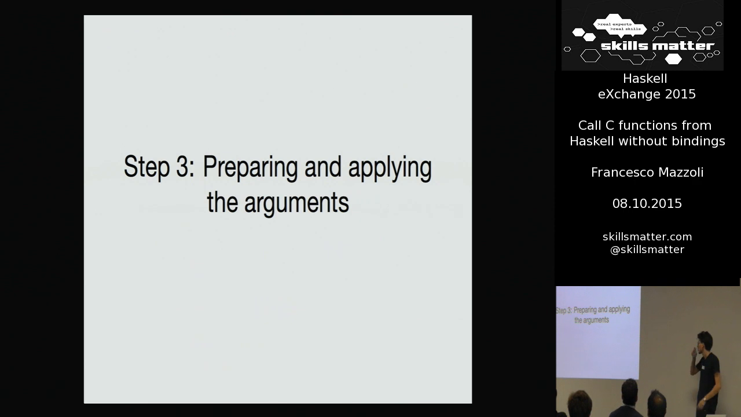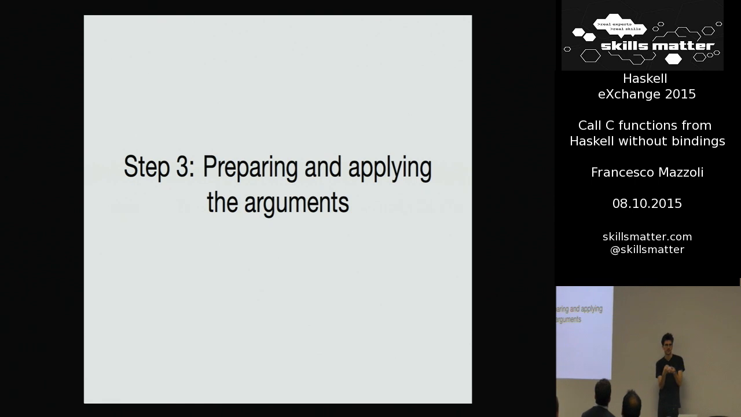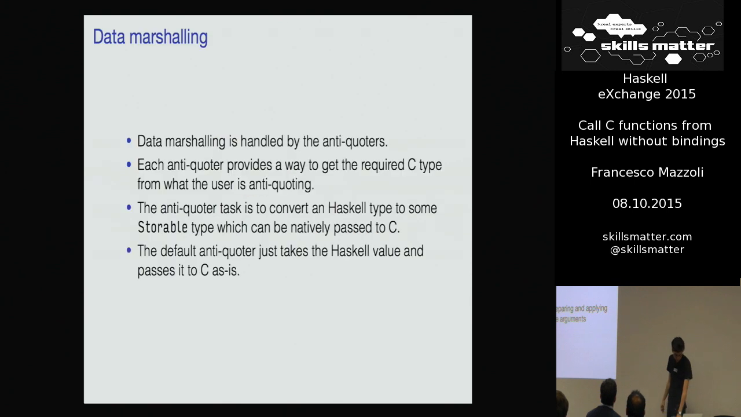Finally, we have converted the snippet to a function. We have converted the types of this function to Haskell, and so we are able to add an FFI binding to this function that we have just generated. We need to use this function now and apply it to the right arguments, basically. This is the third step. For default anti-quoters, if you have $X, it's very trivial. You just convert the type, and you expect X to be of the right type. So you just apply it to the function.